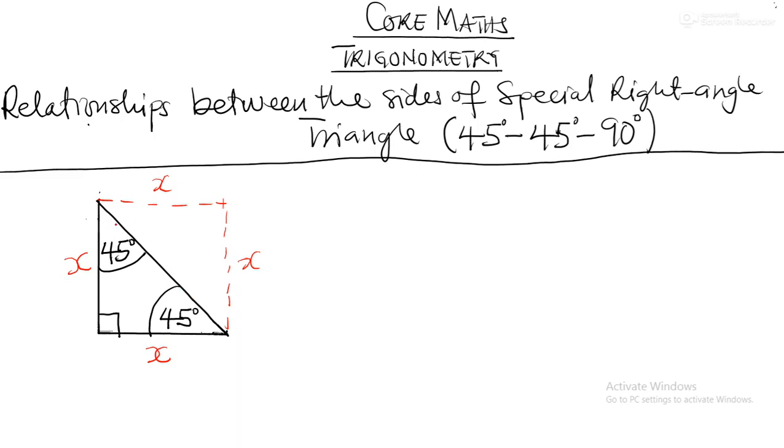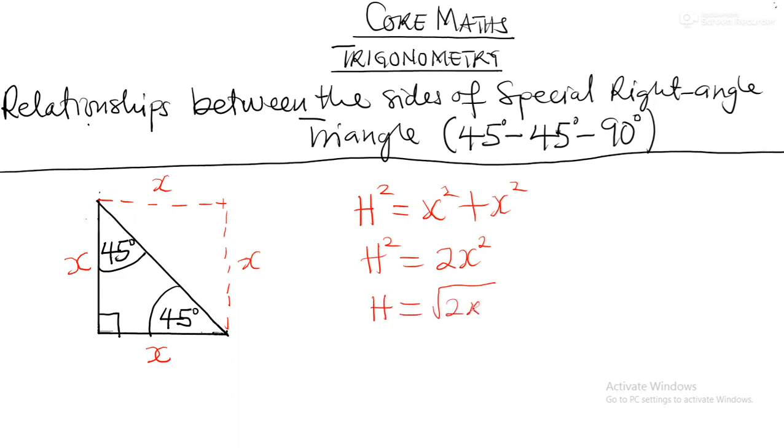How then can we find the hypotenuse? Using Pythagoras theorem, we can find the hypotenuse. So h squared is equal to x squared plus x squared. X squared plus x squared will give us 2x squared. So our h will be equal to the square root of 2x squared.